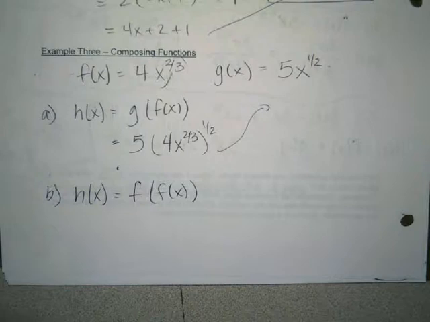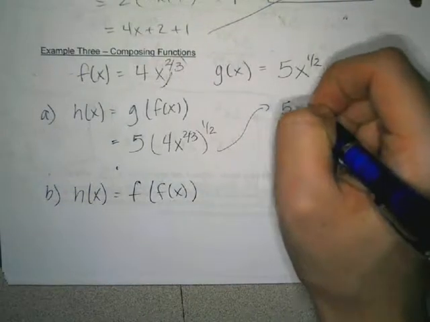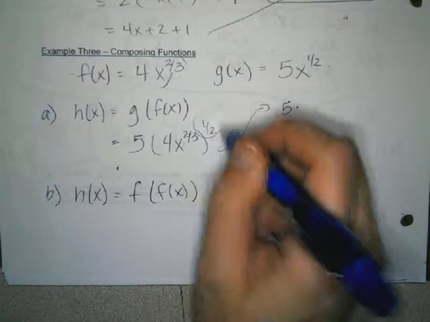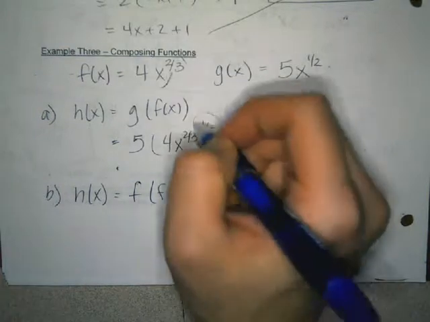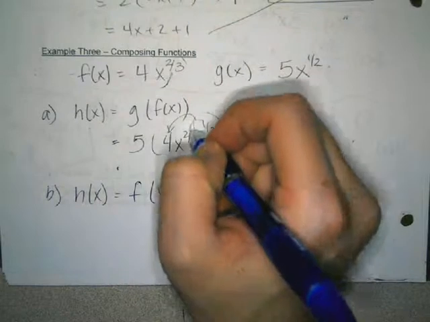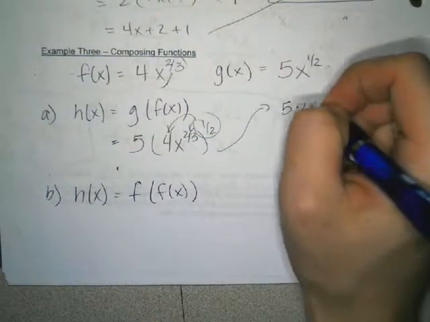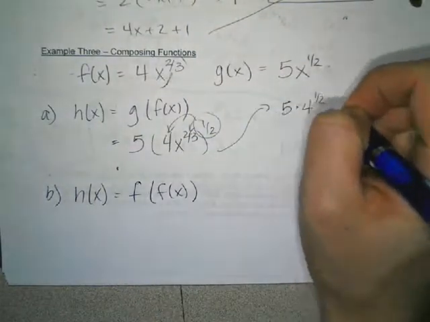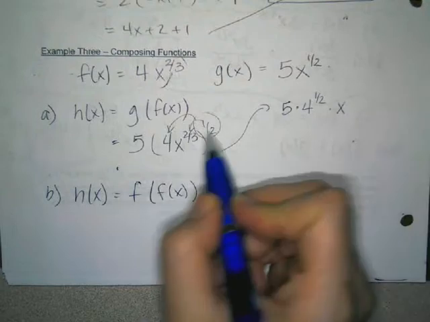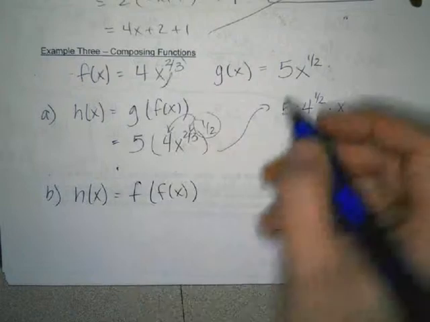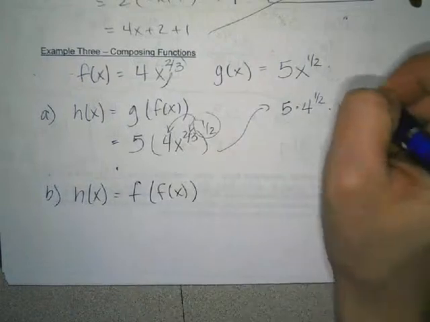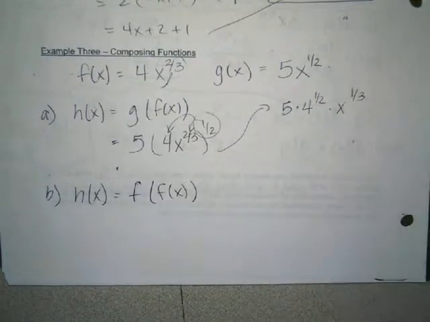Okay, I have 5. Now, this 1/2, because it's outside the parentheses there, I have to distribute to each term. So we're going to have 5 times 4 to the 1/2. And when you have a power and a power like this, you end up multiplying them together. So 2/3 times 1/2 ends up getting you 1/3. And then we're going to go ahead and simplify as much as possible.